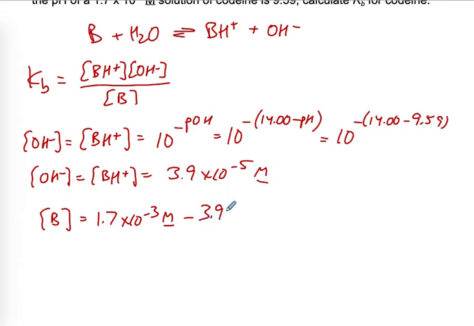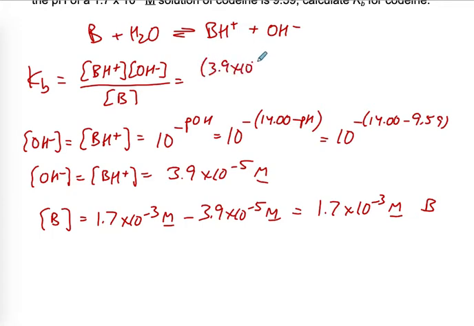So I'll subtract 3.9 times 10 to the negative fifth molar, and as you might expect, that is negligible in comparison with the initial concentration, so that remains at 1.7 times 10 to the negative third molar codeine. So now I can simply go back up and plug these equilibrium concentrations into my Kb expression to solve for Kb. 3.9 times 10 to the negative fifth quantity squared over 1.7 times 10 to the negative third, or a Kb value of 9.0 times 10 to the negative 7.